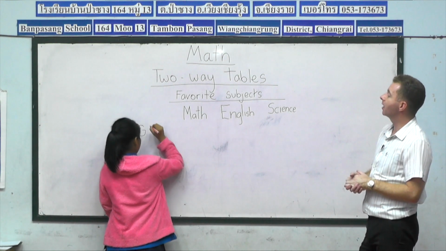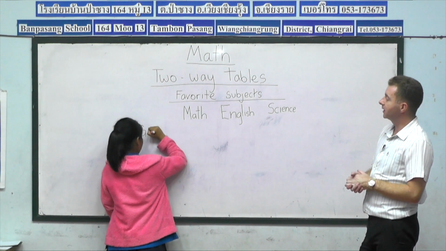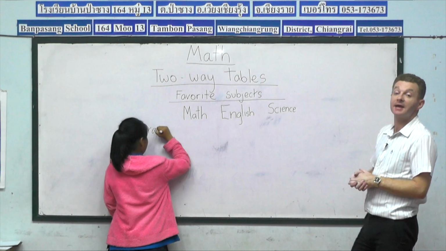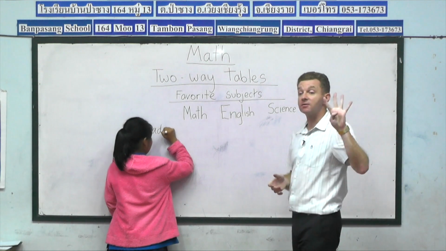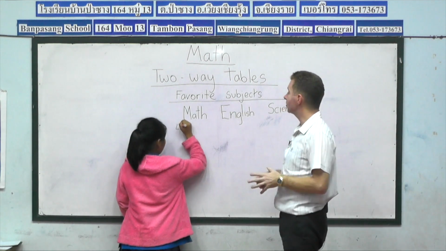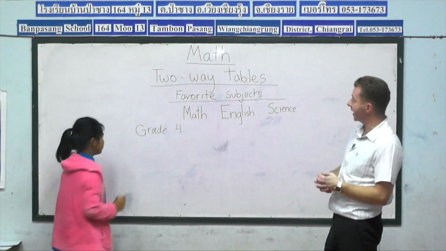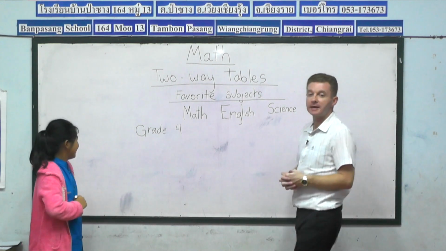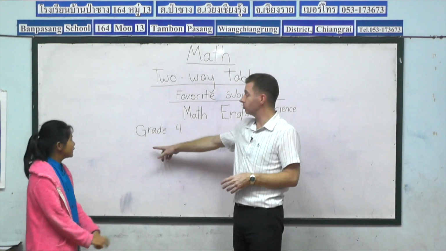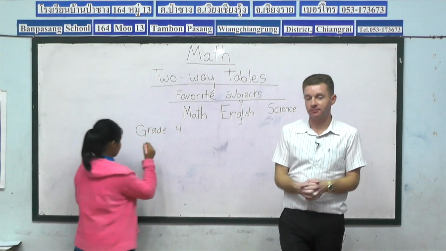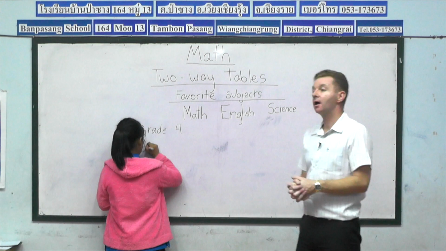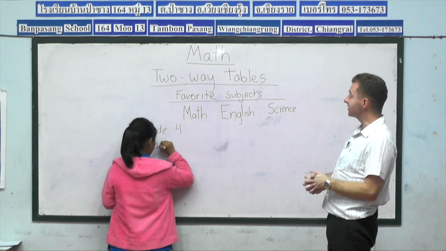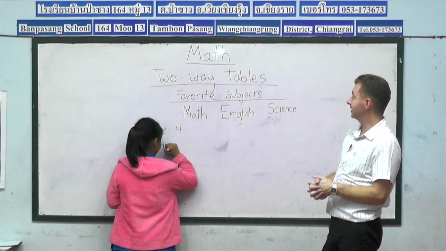G-R-A-D-E. And then number 4 for grade 4. Excellent. Okay, Laka. So we've got grade 4. And now, the next grade up from grade 4, we will choose grade 5. G-R-A-D-E. And grade 5.